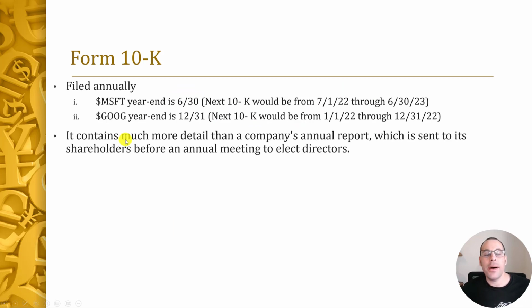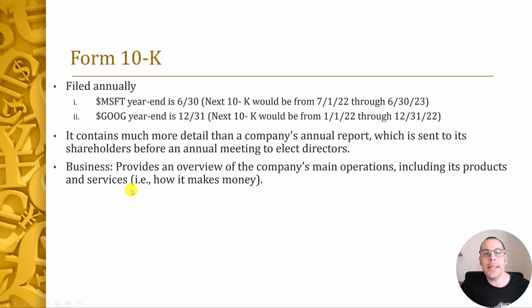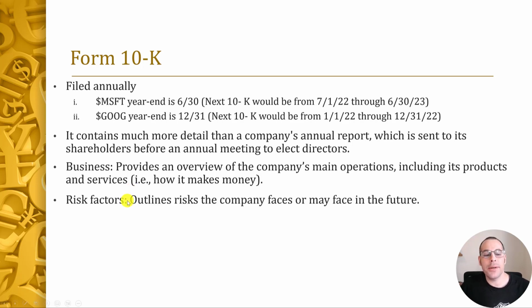The 10K provides much more detail than a company's annual report, which is sent to shareholders before the annual meeting to elect directors. One of the main sections in the 10K is the business section. It provides an overview of the company's main operations. It talks about the products or services it sells and how it makes money. Risk factors is another section. It outlines risks the company faces or may face in the future.